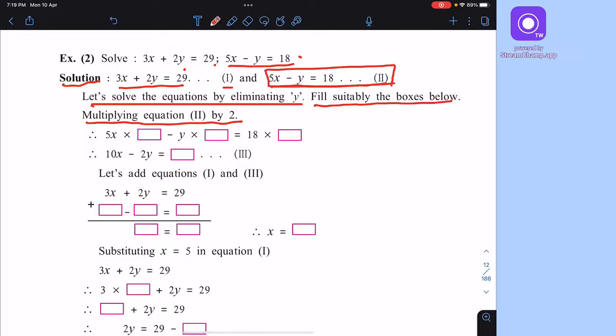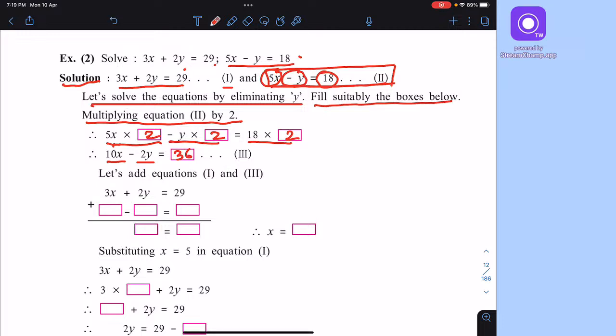Equation is to be multiplied means each term is to be multiplied. So 5x is also to be multiplied by 2. So 5x multiplied by 2. Then minus y is also to be multiplied by 2. So minus y multiplied by 2. And 18 is also to be multiplied by 2. So 5x into 2 is 10x. Minus y into 2 is minus 2y. And 18 into 2 is 36.